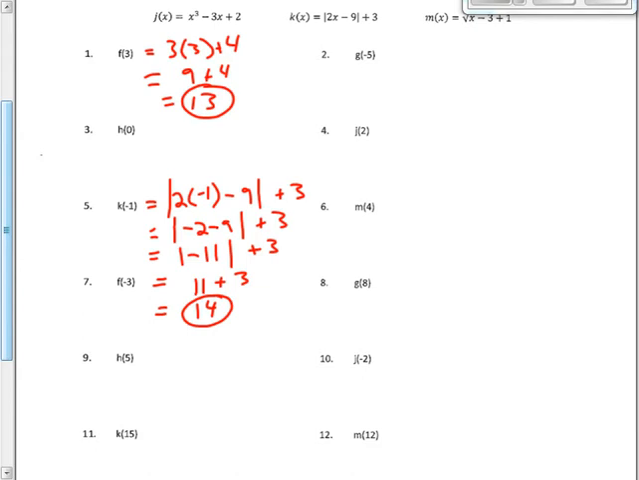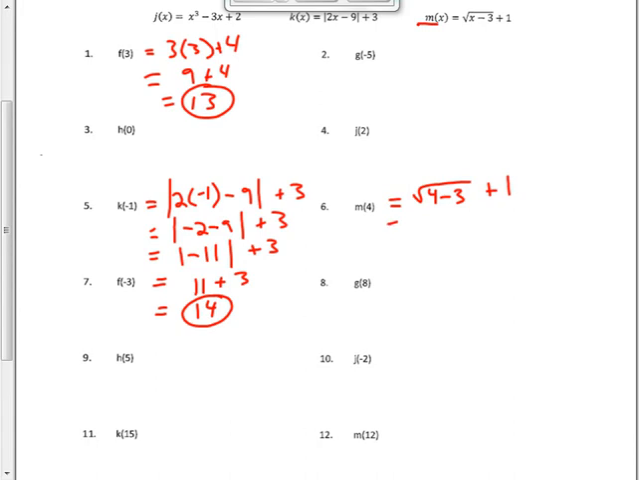Then the last one that I want to take a look at here is one with the m function. And so here's that one right there. We've got m of 4, so I'm plugging in 4 for the x value. That's the square root of 4 minus 3, and then plus 1. The 4 minus 3 inside the square root is 1. Square root of 1 is 1. 1 plus 1 is 2. So I end up with 2 there.